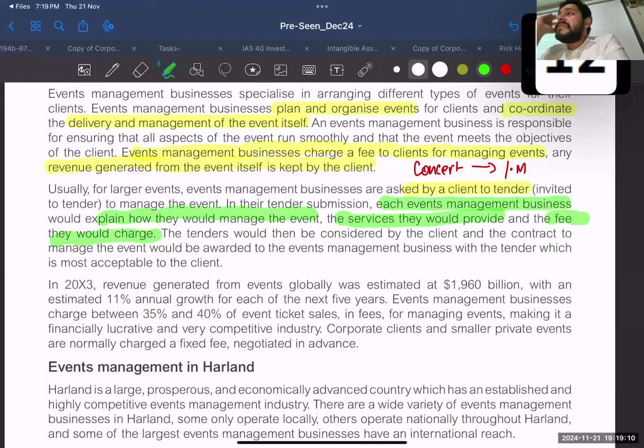You have to read every single line very carefully with me. I'm reading it for the first time in front of you, so I'm trying to make sure. Yes, we will go for some assumptions, but please don't talk about the outsourcing right now unless we have seen the exhibit. The tenders would then be considered by the client, and the contract to manage the event would be awarded to the event management company with the tender which is most acceptable for the client. Obviously, the end result should be the same.